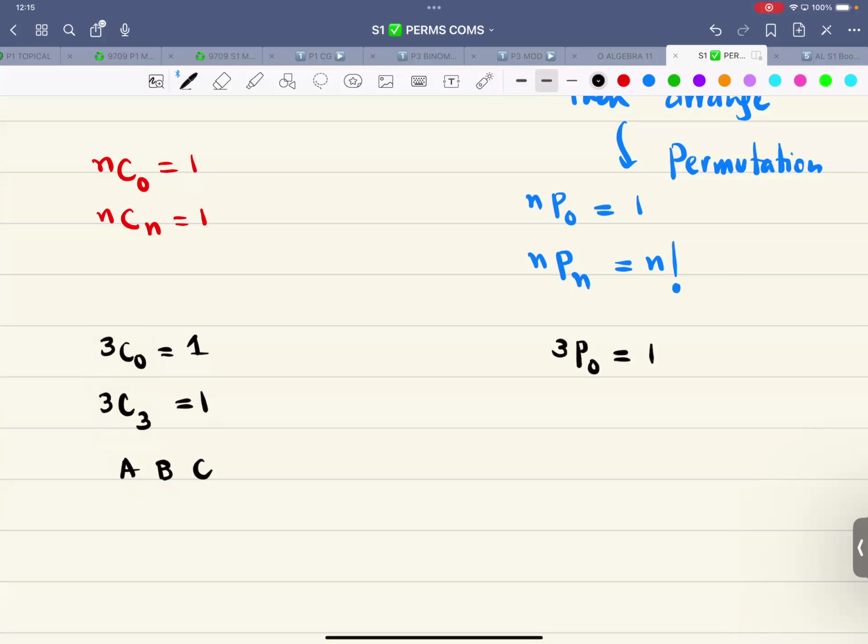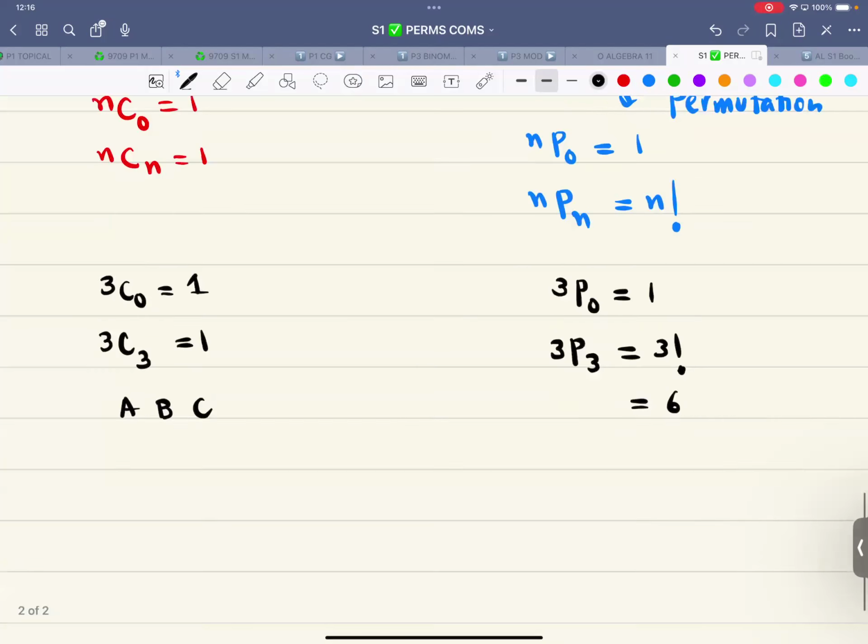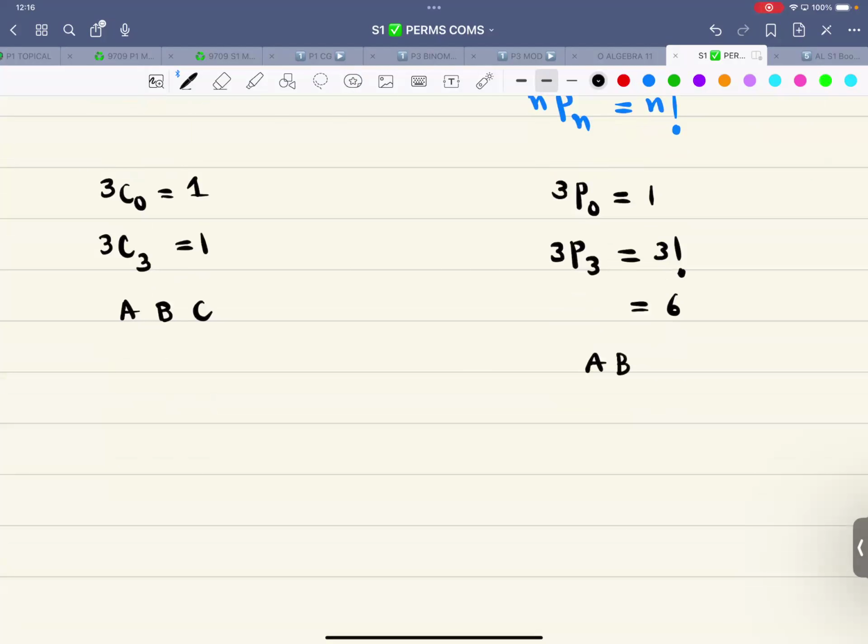3P0 is also 1. But if I select all 3 of them and I want to arrange them in a line, the answer will come out to be 3 factorial, which is 6. Got the idea? n factorial, A, B, C. In this case, n is 3. ABC, ACB, BAC, BCA, CAB, CBA. This is order does make a difference. That is the basic idea.